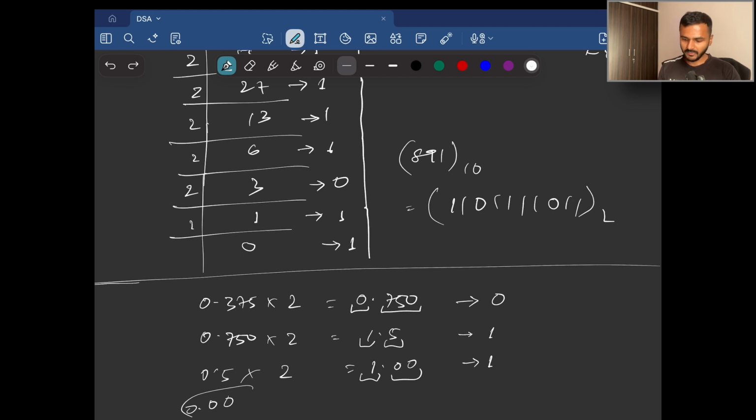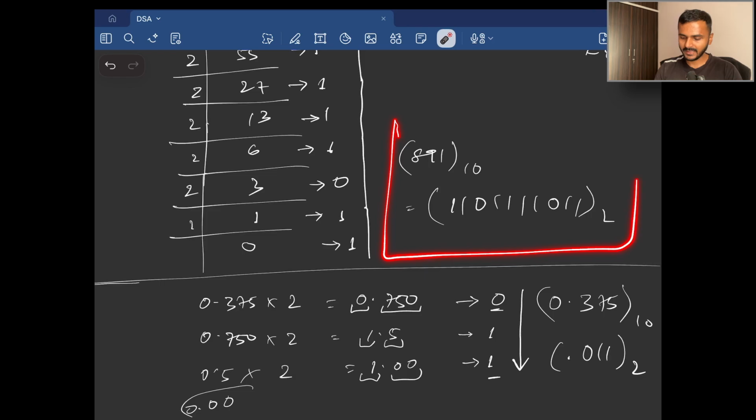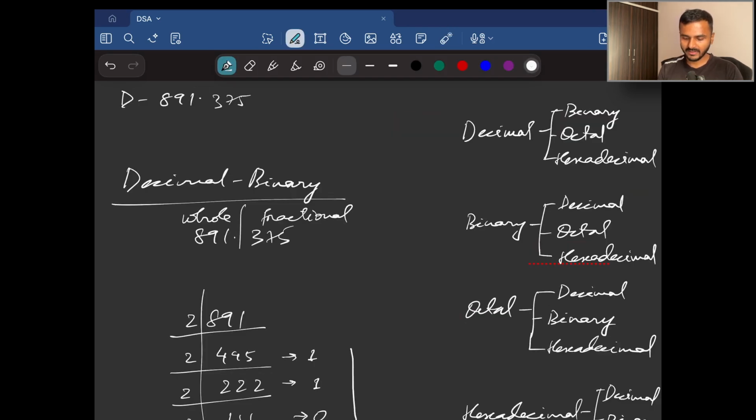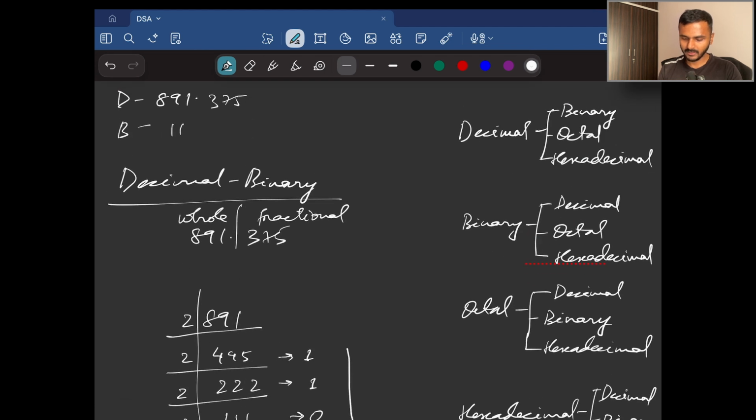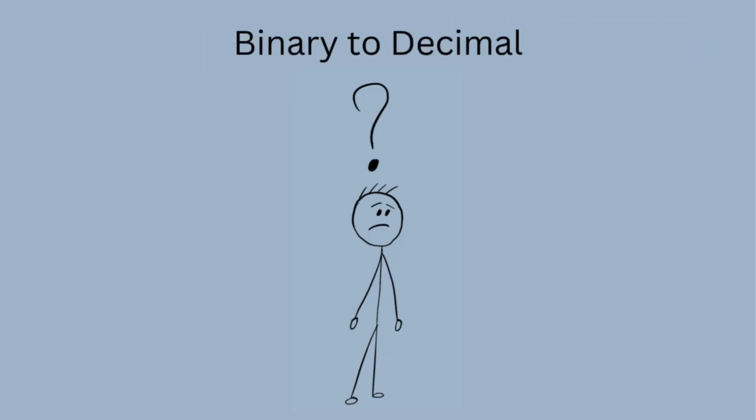Now that we are done with this, we will collect the numbers starting from the first all the way to the last, which means 0.375 in decimal can be written as 0.011 in binary. Now, to get the answer for 891.375, we will combine these two. If we have a decimal number, 891.375, the binary equivalent is going to be 110 1111 011. So 110 1111 011 dot 011. This will be the binary equivalent of 891.375. So that is how we convert decimal to binary.